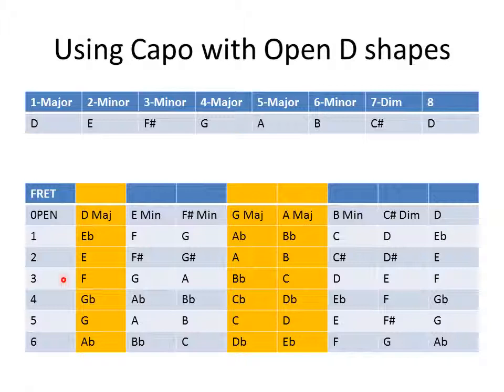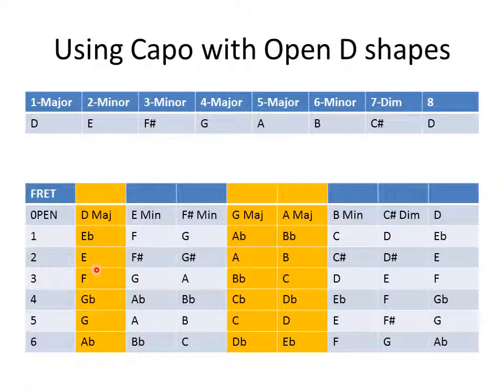I throw the capo down on 3, and every time on my sheet that I'm supposed to be playing an F chord, I'm playing a D-shaped chord. Every time I'm supposed to be playing a C chord, I'm playing an A chord. Kind of makes sense? Okay.